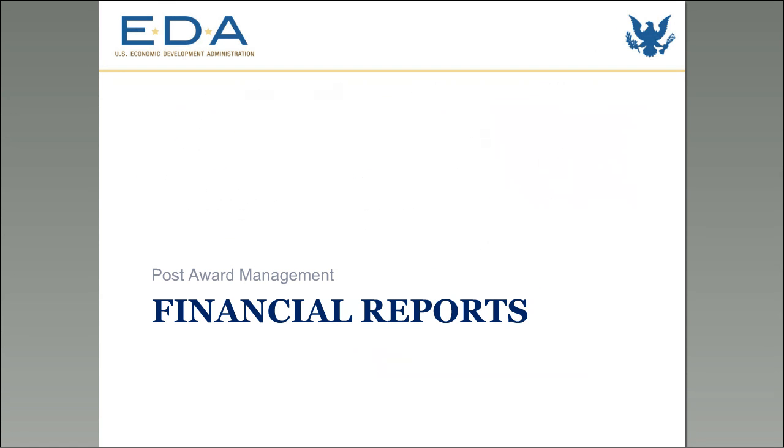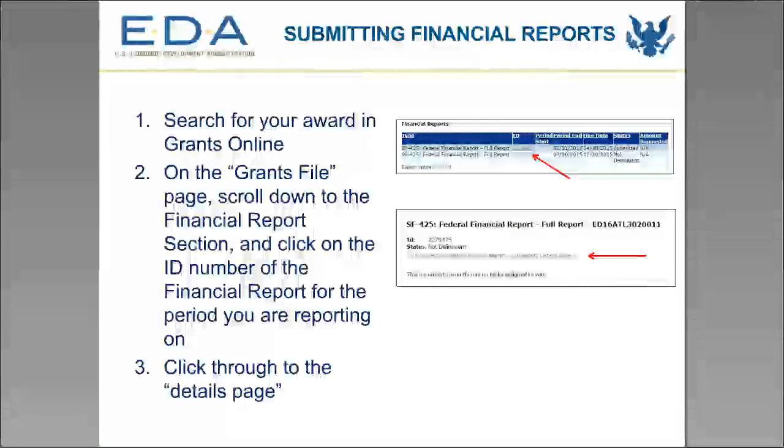So financial reports. Financial reports are very similar to progress reports in the system. Grants Online will also generate placeholders for each of your financial reports according to the reporting periods that were determined by EDA in setting up the terms and conditions board. So the first thing that you would do, similar to progress reports, is to search for your award in Grants Online, navigate to the grants file page, and then scroll down to the financial report section and click on the ID of the financial report that you'd like to submit.